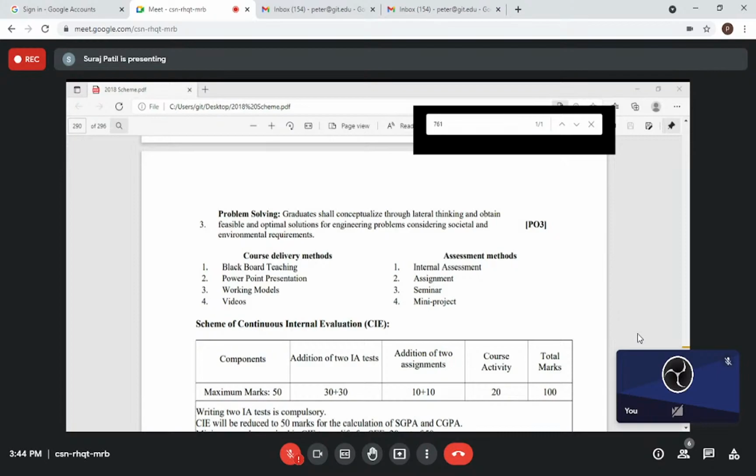Thank you. Sir, statistical quality control is not there? No, it is not there. Only 4 subjects are there. Okay, sir. Okay. Thank you.